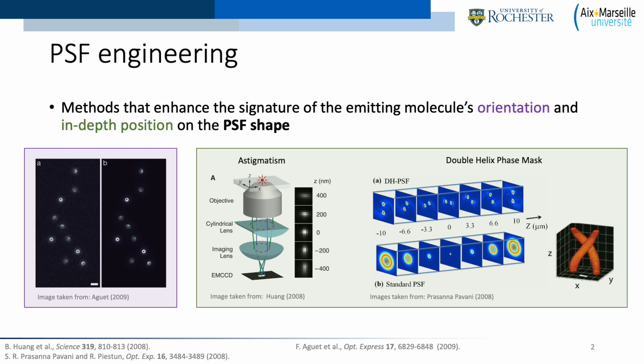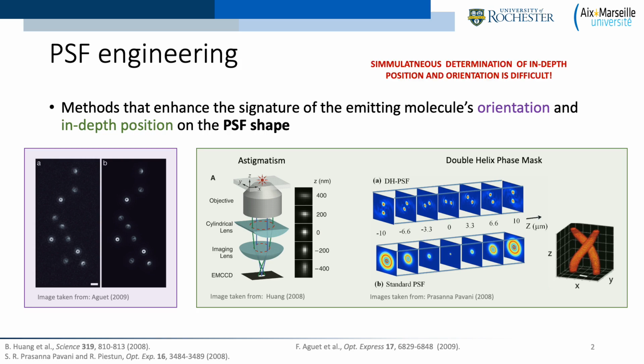The easiest one is adding astigmatism to the system via a cylindrical lens, as I'm showing in the figure on the left in the green rectangle. You can see how, as you move in depth, the PSF goes from horizontal to vertical. There are more sophisticated methods such as the double helix phase mask. You can see that the 2 points rotate as you move in depth. Now the problem, as you can already see, is that the PSF grows a lot, and this can be problematic when you have a low number of photons.